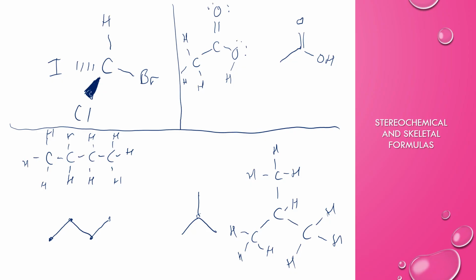A lot of times we won't draw the lone pairs when we're drawing these. And typically if there's a hydrogen as part of a functional group, which we're going to get to in this video, we will include that in the structure, but any other hydrogens would not be included in the structure. So that's skeletal formula.